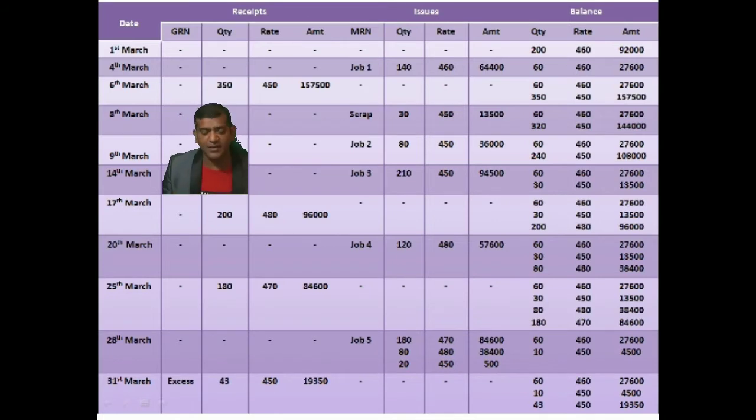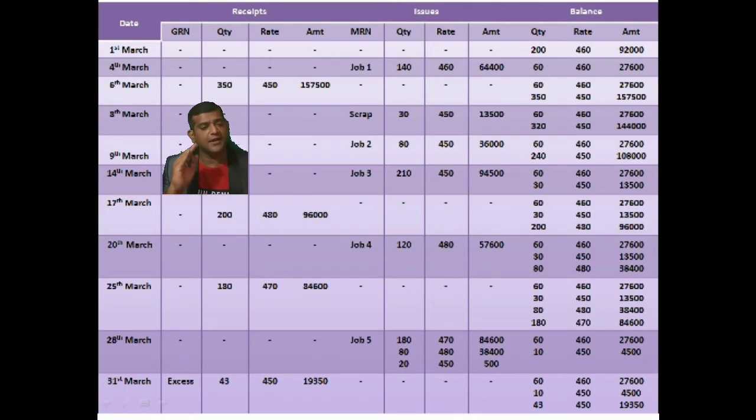So now open a table for the LIFO account with the date, receipt, issues and balance. So this table consists of, I always repeat, 12 columns. So that is the date, GRN, quantity, rate, amount. MRN, quantity, rate, amount. And in the balance column, quantity, rate and amount. So on 1st March, there was an opening stock. Since it is an opening stock, receipts and issues will become nil.